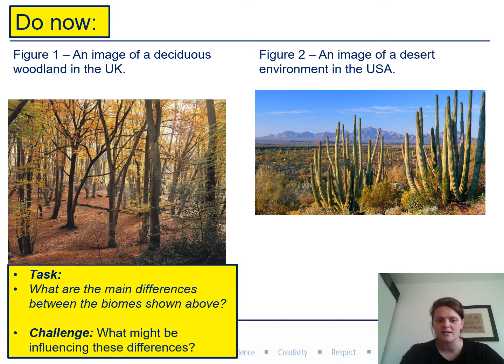Alright, so let's start looking at these ecosystems then, or these biomes. So we've got some examples here. You've got one here, figure 1. This is an image of a deciduous woodland. Now we'll talk about that word in a minute. And this is found in the UK, so it's a very similar site to what you see around here. Very familiar. And then figure 2, well, this is a desert. You can tell it's a desert, those lovely cactuses there. And this is a desert in the USA.